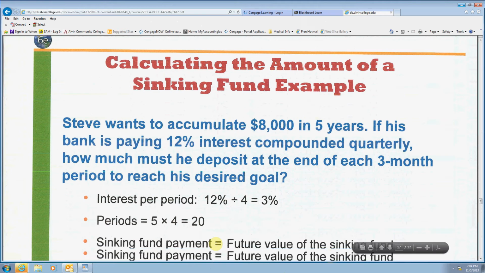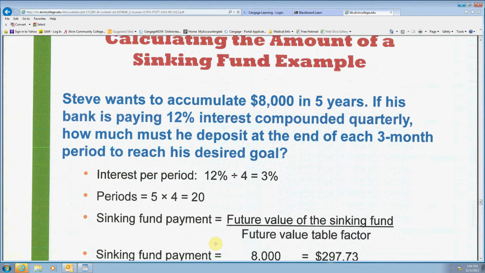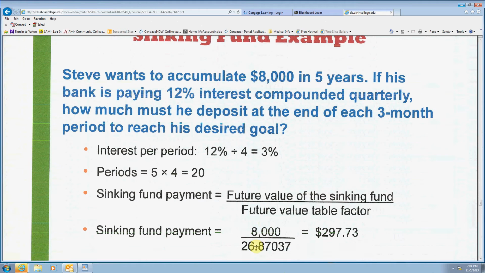So we find the factor. And we take the future value of the sinking fund, which we're trying to accumulate $8,000, and divide it by the factor, 26.87037. So $297.73 is how much we would need to make 4 times a year for 5 years to get $8,000.